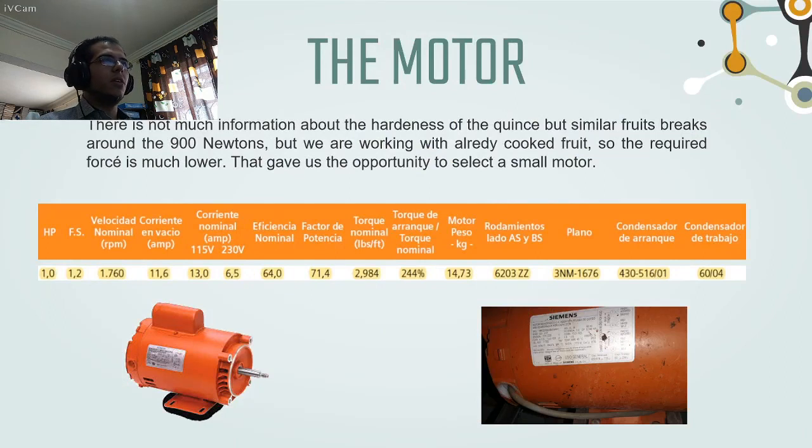We are using a Siemens engine of 1 horsepower and a nominal velocity of 1760 RPMs. There's not much information on the internet about the hardness of the fruit, but we know that around 900 newtons we can crush it. And as we are working with already cooked fruit, we don't need that much force, so a small motor is enough.